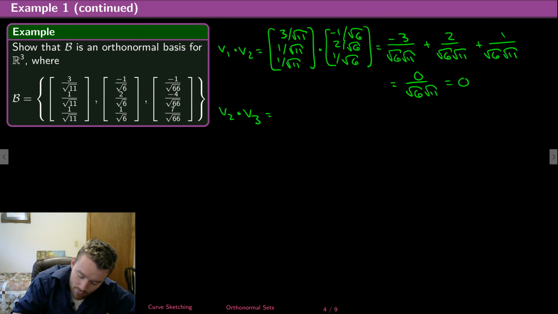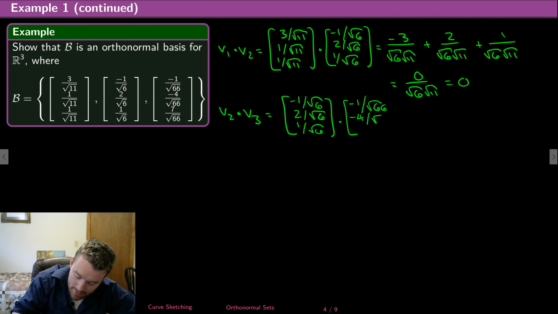v2.v3 will be negative 1 over root 6, 2 over root 6, 1 over root 6, dot negative 1 over root 66, negative 4 over root 66, and 7 over root 66.